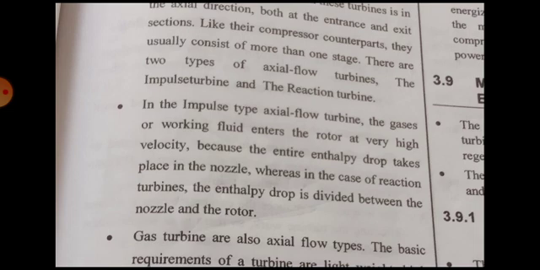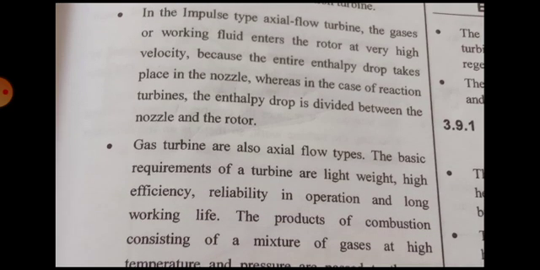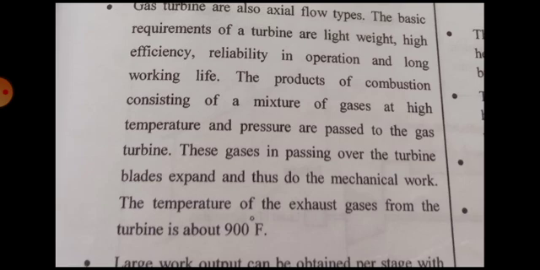There are two types of axial flow turbine: the impulse turbine and the reaction turbine. In the impulse type axial flow turbine, gases, the working fluid, enter the rotor at a very high velocity, because the entire enthalpy drop takes place in the nozzle, whereas in the case of the reaction turbine, the enthalpy drop is divided between the nozzle and the rotor. Gas turbines are also axial flow types. The basic requirements of a turbine are lightweight, high efficiency, reliability in operation, and long working life.